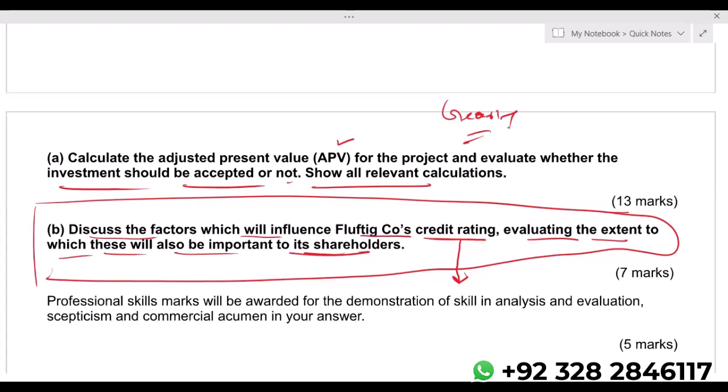So it means high gearing will not have a good impact on the credit rating, and definitely it will not have a good impact on the confidence of the shareholders as well. There are other factors as well.